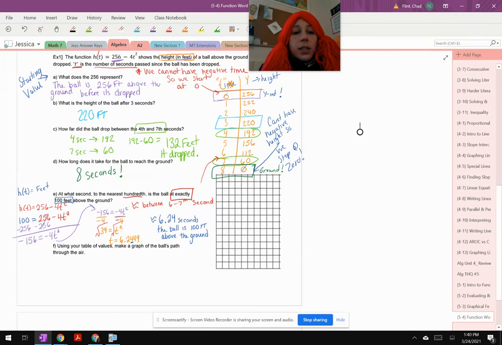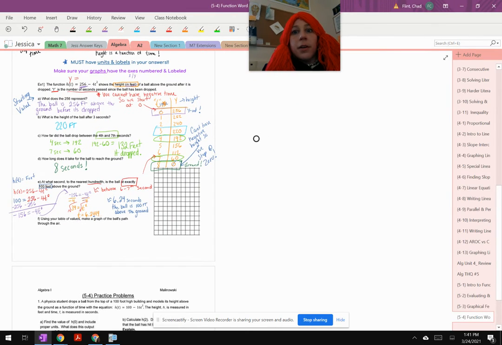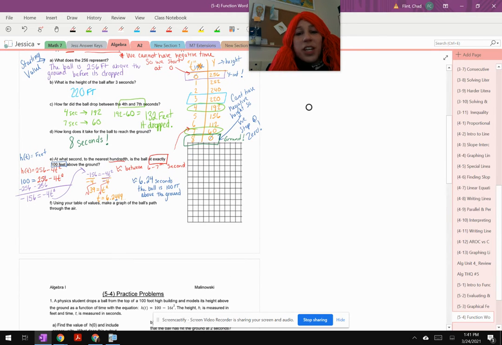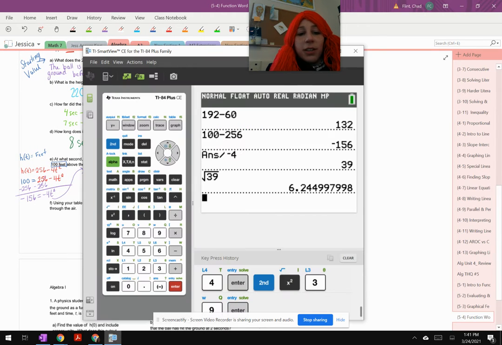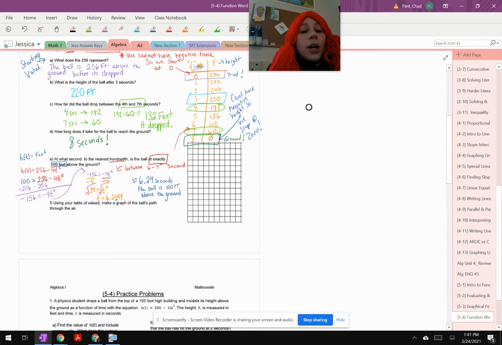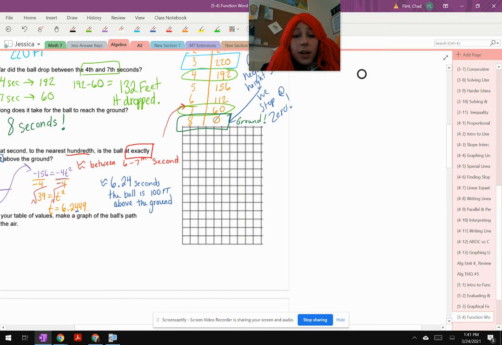All right, last little piece here, part F of this never-ending example 1. Use your table of values, that's that pretty orange table we made up there, or the one that you've got in your calculator by pressing second and graph to get to the table, to make a graph of the ball's path through the air. So I kind of wrote on my graph a little bit here.